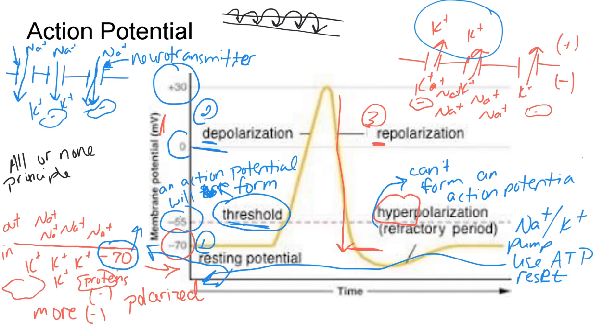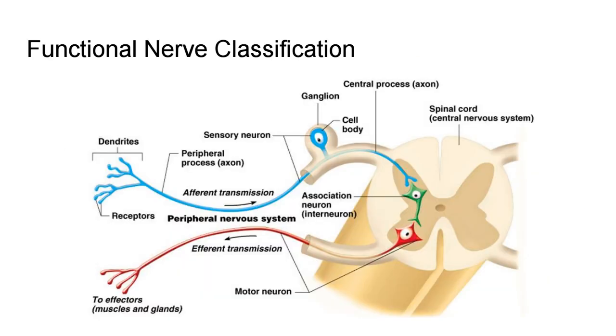We're going to do a manipulative where you're going to actually push sodium out, bring potassium in, bring potassium out, pump them back and forth so that you can really see this happening and use this vocabulary. Okay, so let's look at some different types of nerves and then we'll wrap up.